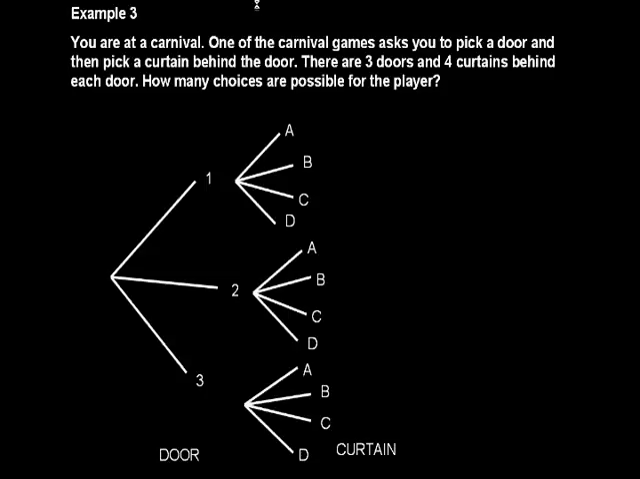Number of choices possible for the player equals to 4 times 3 equals to 12.